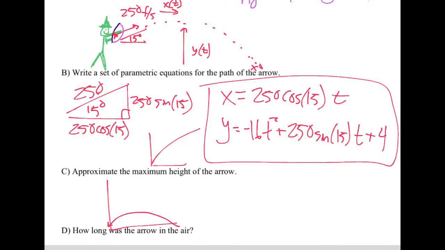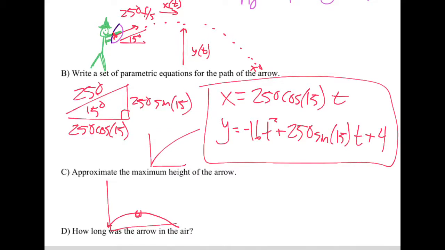So maybe 250 feet per second is crazy unrealistic for how fast Robin Hood can shoot his arrow. Or maybe Robin Hood is just a boss. I don't know. But the point is, we have this graph here, and we want to find this maximum value. It says approximate, so let's just approximate the maximum value there.